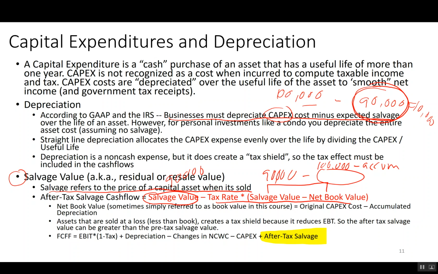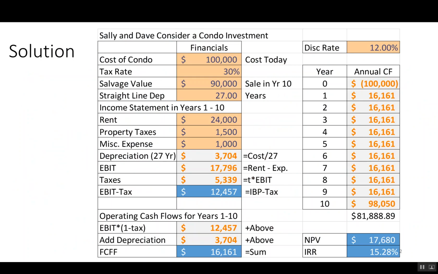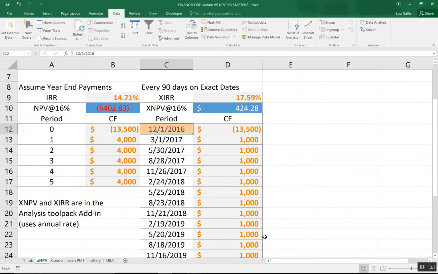Now, when you calculate the after-tax salvage value, sometimes that tax benefit could be pretty big, so we want to make sure we always capture it. So for Sally and Dave, we're going to calculate the free cash flows, which are going to be our EBIT times 1 minus the tax rate. We're going to add back the depreciation. We're going to subtract any change in non-cash working capital, however in this example, it's 0. We're going to subtract the CapEx today, but we're going to add in the after-tax salvage, which is almost like the opposite of the CapEx. So let's go ahead and do the example on the spreadsheet.